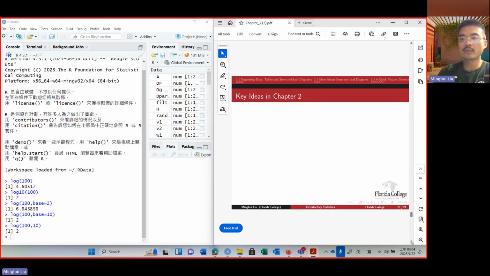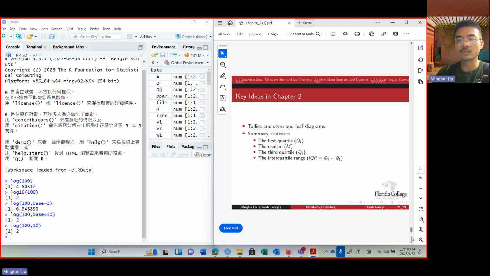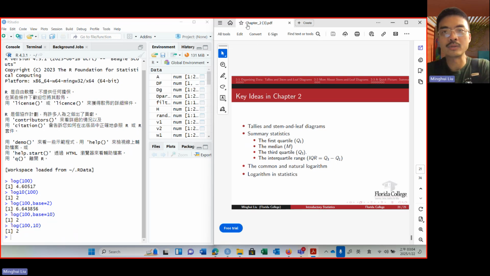All right, let's quickly recap the key ideas. We talked about tallies and stem-and-leaf diagrams; make sure you understand how they work. We also discussed summary statistics, including Q1, M, Q3, and IQR, which is Q3 minus Q1. We also defined the two logarithms: the common logarithm, the base 10 logarithm, and the natural logarithm, the base e logarithm. We also mentioned how we use logarithms in statistics: it is mostly used when you have a wide range of data points and you want to reduce them to a much smaller range.